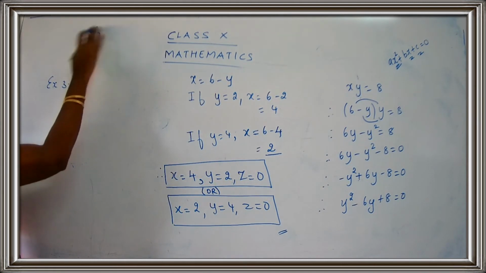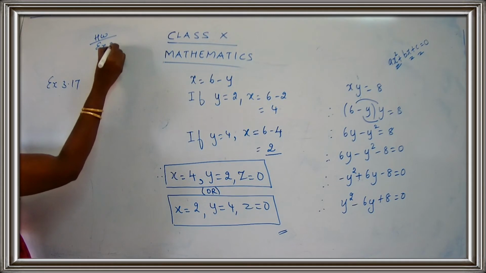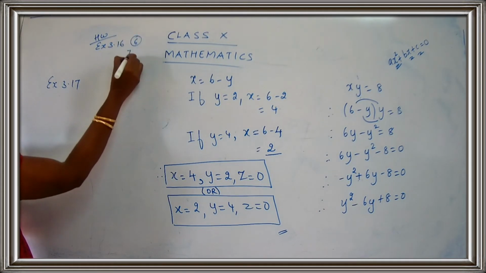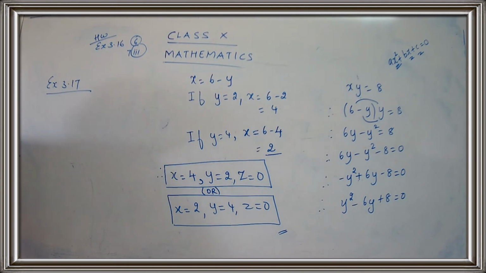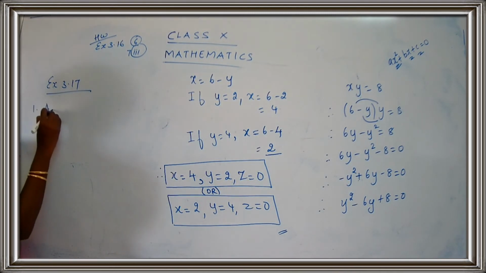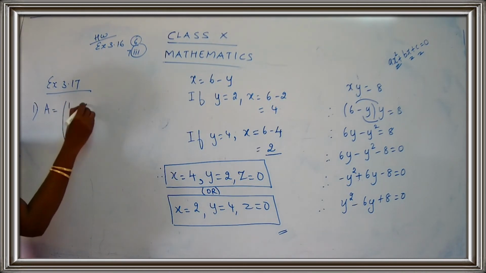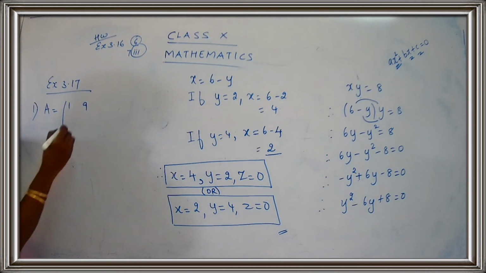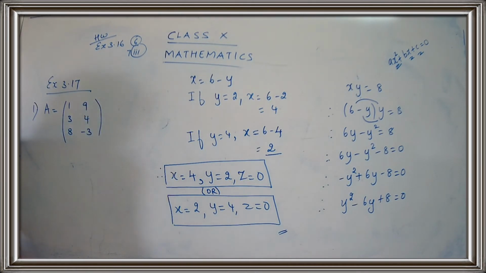I hope you would have taken your homework questions, yes, children? Okay, anyway, let the homework be here. Question number 6 and 7th, the third part. Write down the first question, write down the matrix. A is equal to 1, 9, 3, 4, 8, minus 3. So A matrix is given to you. A is equal to 1, 9, 3, 4, 8, minus 3.